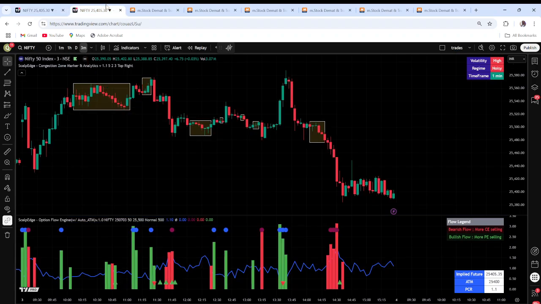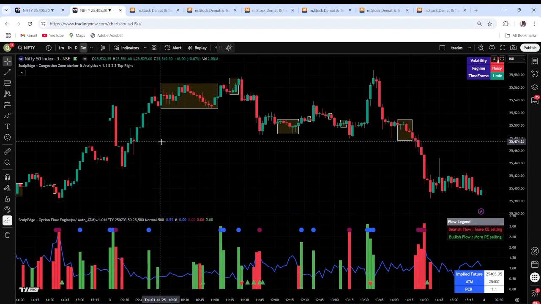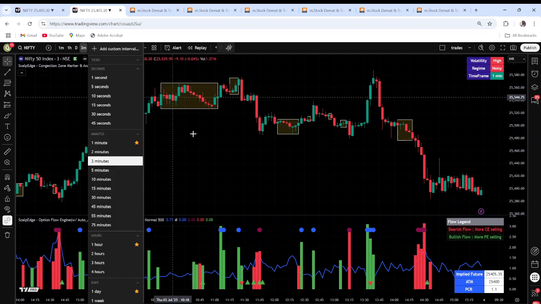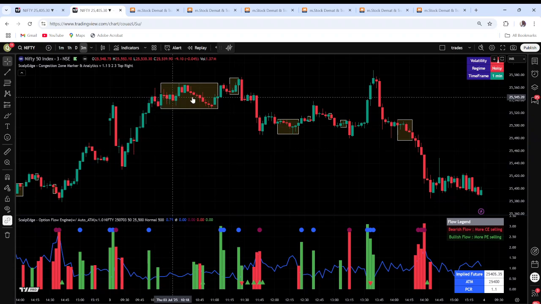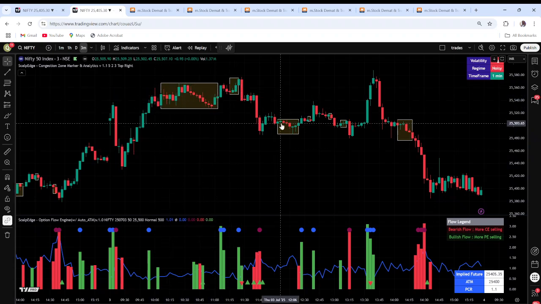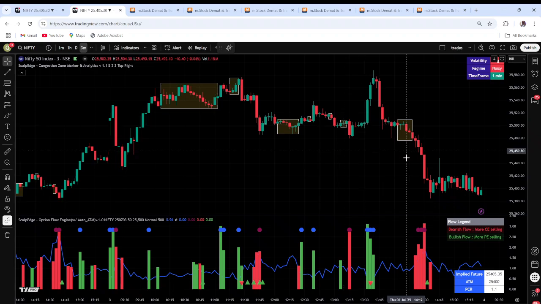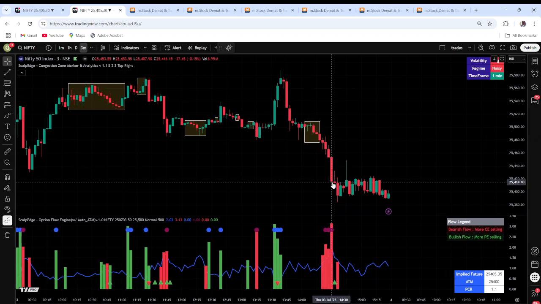Now this was a 1 minute bar. If I go to a 3 minute bar, this chart is 3 minutes. On expiry day, don't go to a 5 minute bar. 1 and 3 minute are more than enough. So this is kind of a box. This is a box. This is a box. This is a box. Here also if you see, the major selling was here.